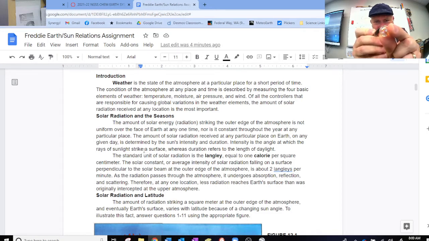Why is Mexico so much warmer than Canada? Is it because it's closer to the sun? Is it closer to the bonfire? No, you're moving not even a millimeter here. So that's not going to be why Mexico is so much warmer than, say, Canada. So let's find out why.